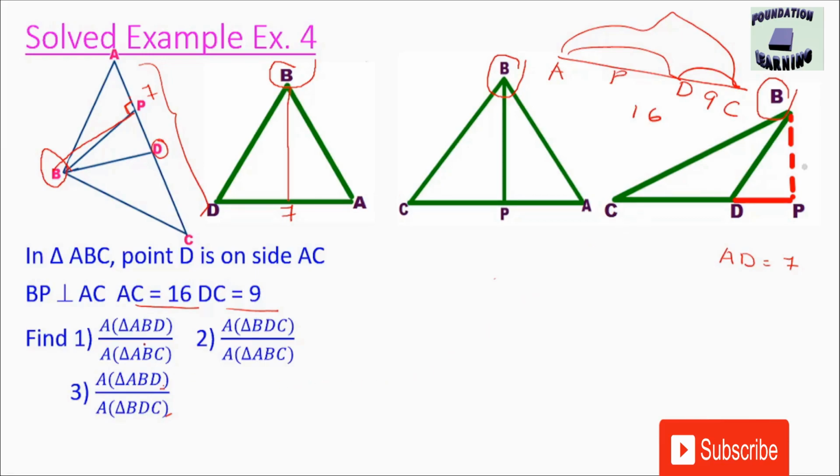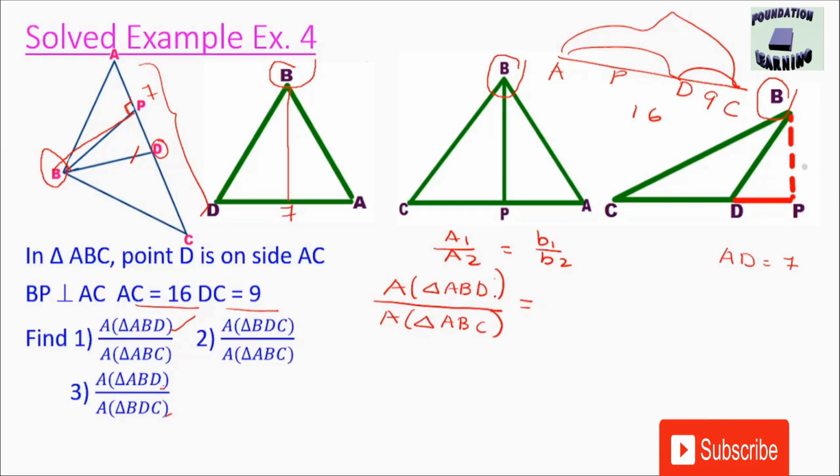Now let's find the first ratio, area of triangle ABD upon area of triangle ABC. Which formula will we use? We will use the formula A1 upon A2 is equal to B1 upon B2. We are not taking H1 because the height is common. We have learned that when the heights are common, then the ratio corresponds to their bases.